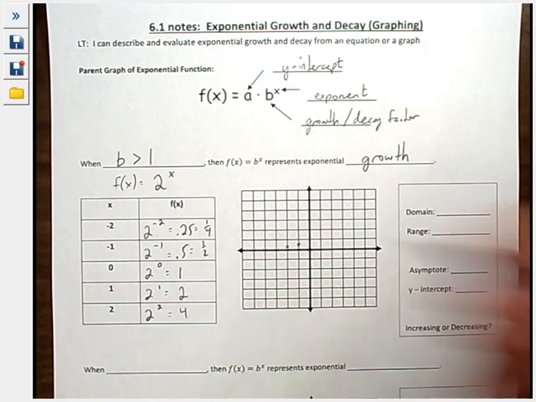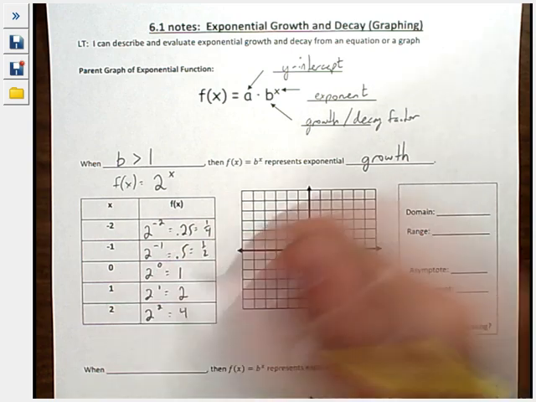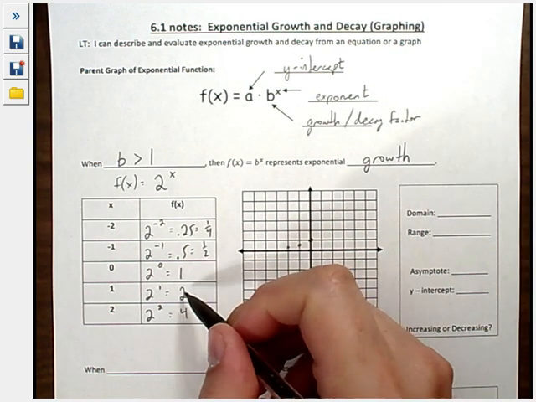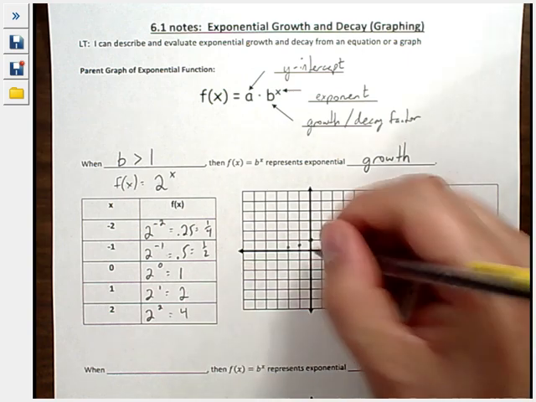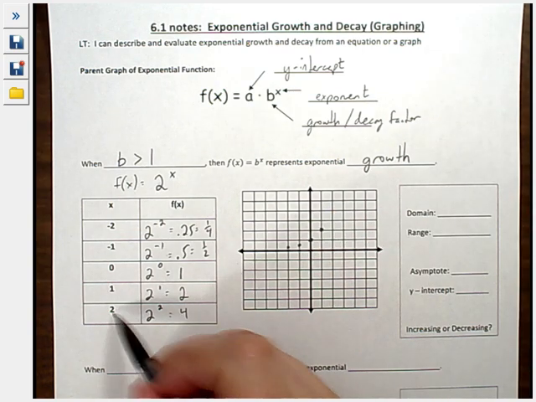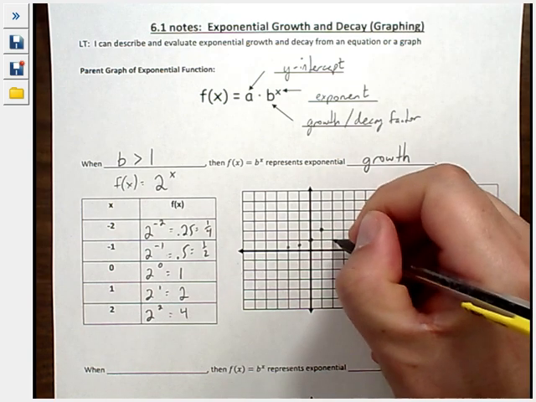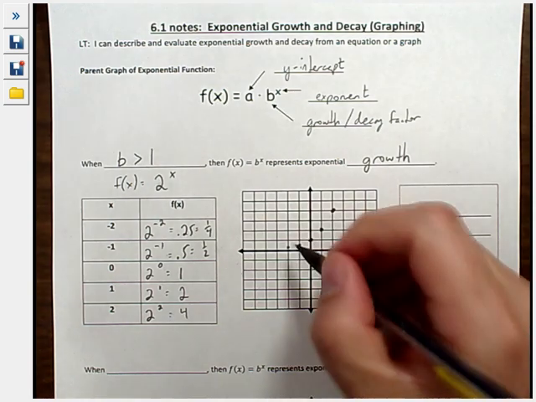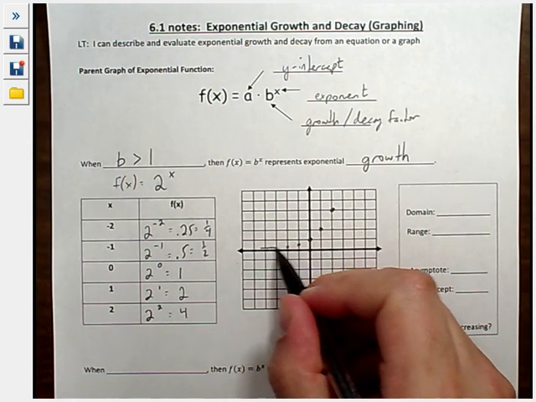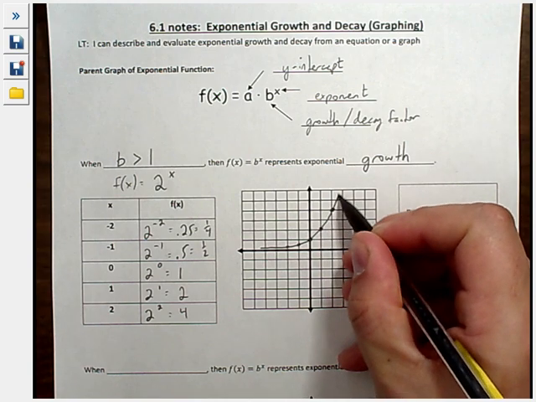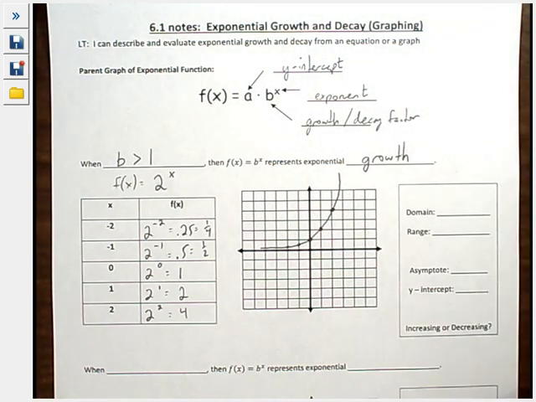Okay. At 0, we're going to go up 1. At 1, we're going to go up 2. And then at 2, we're going to be at 4. 1, 2, 3, 4. Okay. We'll connect these now with a nice smooth curve. It goes like this, right here, and it starts to go up considerably.